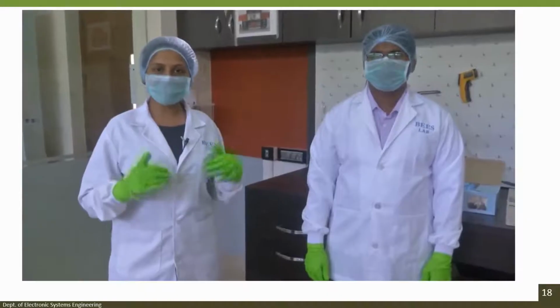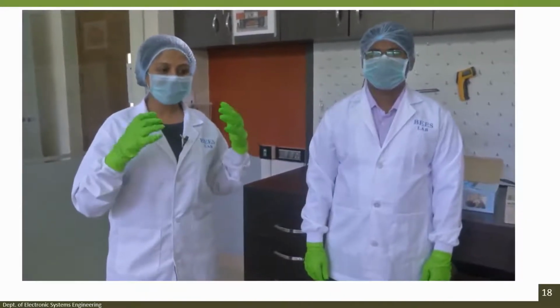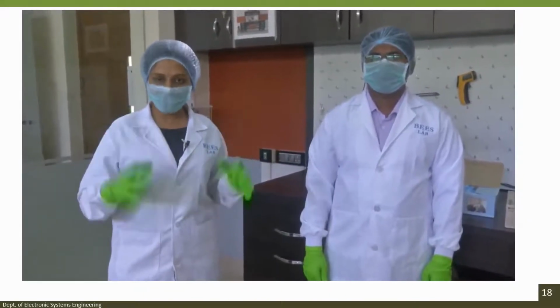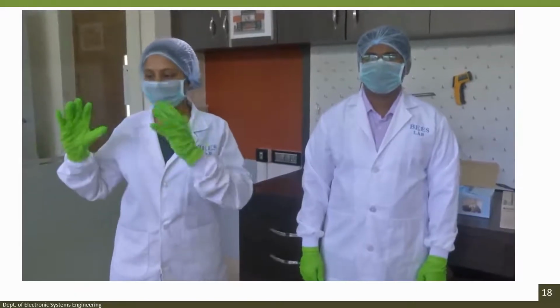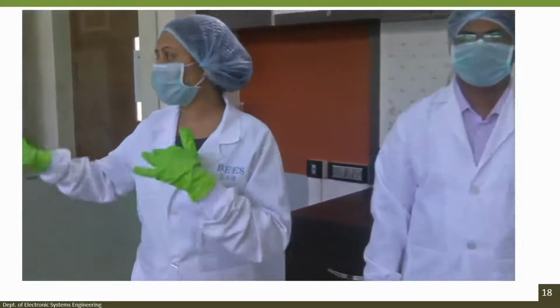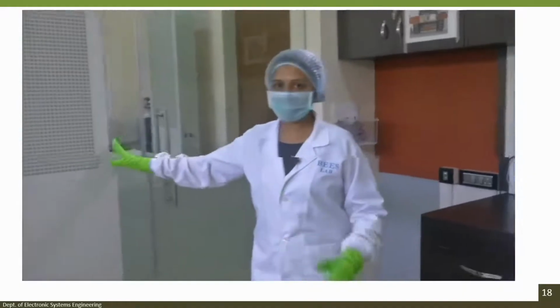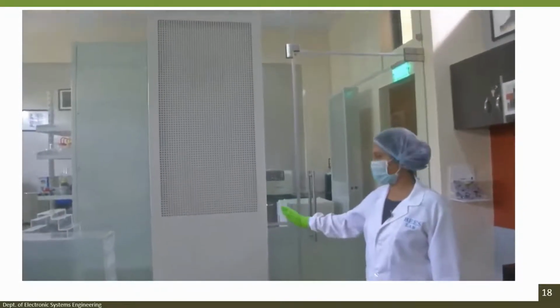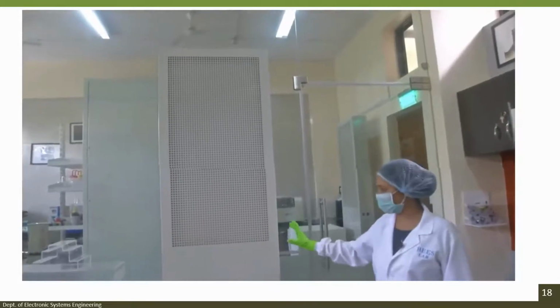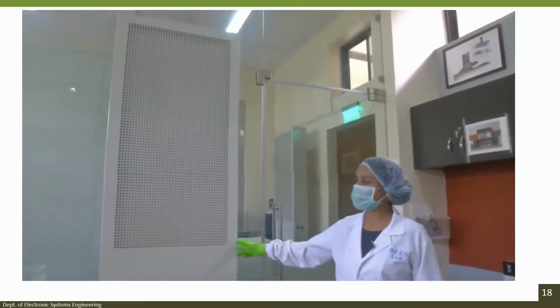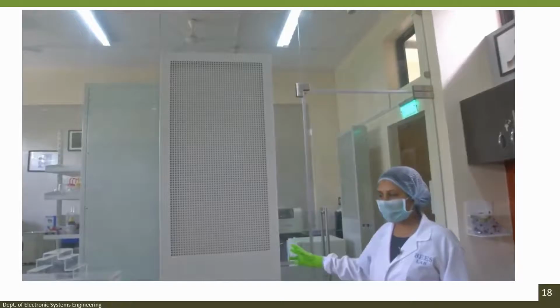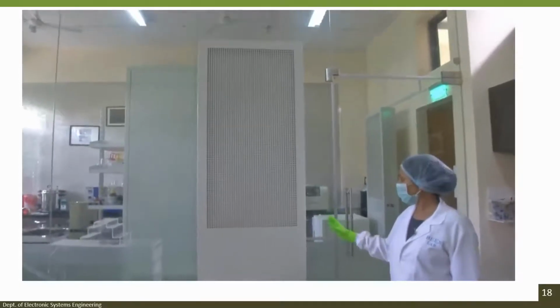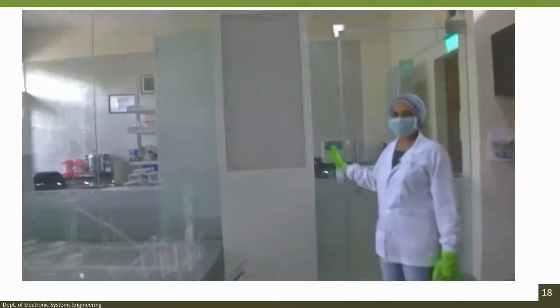So here we have a class 10,000 clean room, and apart from the particulate count, another important heart of the clean room is the HEPA filter. So you can see the big tower here. There are 4 such towers in our laboratory here. So this is the HEPA filter. HEPA stands for High Efficiency Particulate Air.